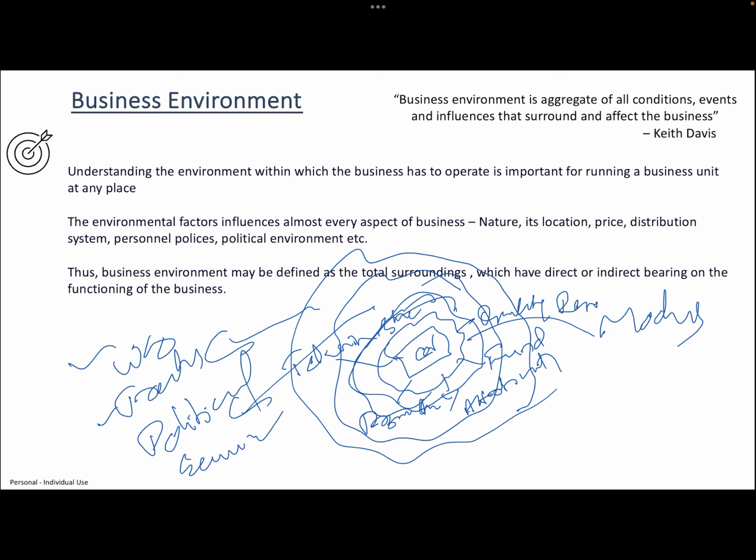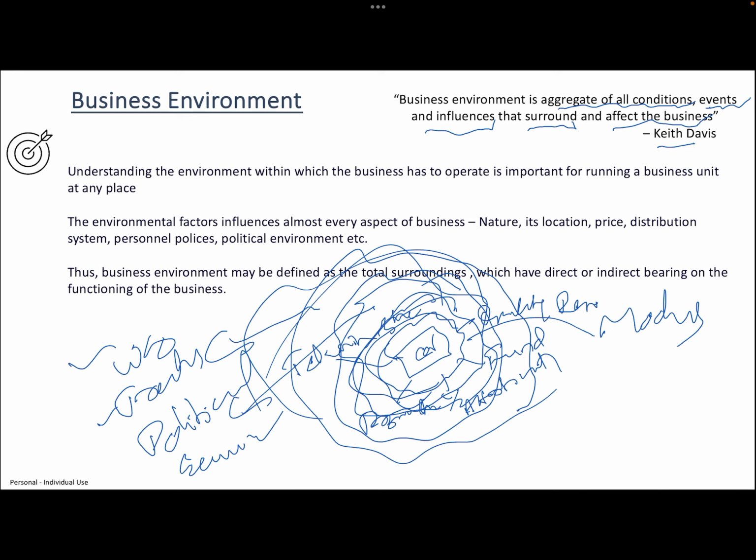Why do we need to consider these things? All these factors will affect the running of the business. That's why we need to consider all these factors. Keith Davis has defined business environment as the aggregate of all conditions, events, and influences that surround and affect the business. Right? So it is an aggregation of all the events, both internal and external, which are going to affect the business. So that is called environment.